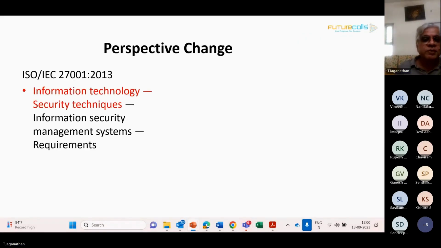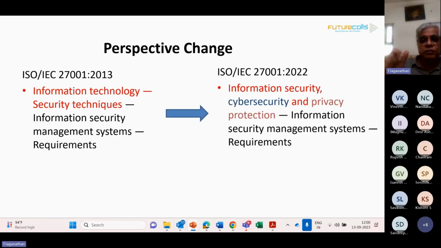So the perspective change is very clearly seen in the standards book itself. The top title line of 2013 is Information Technology Security Techniques, Information Security Management Systems Requirements. That is the title line. Now in 2022, they have changed it. It is not Information Technology Security Techniques. It is Information Security, Cyber Security, and Privacy Protection. The title itself gives us the significance of the change.